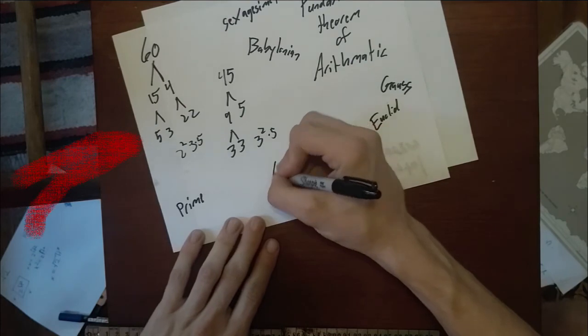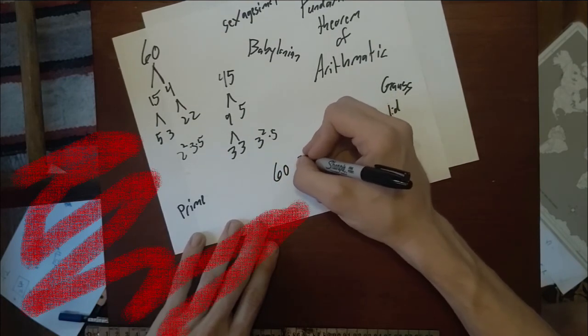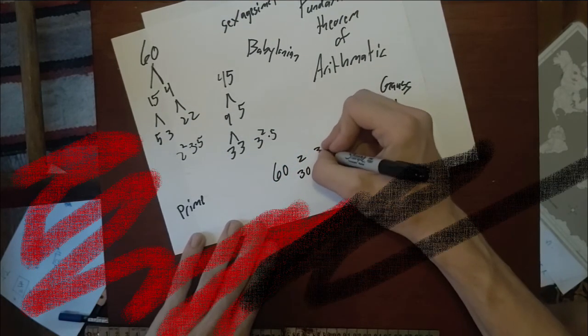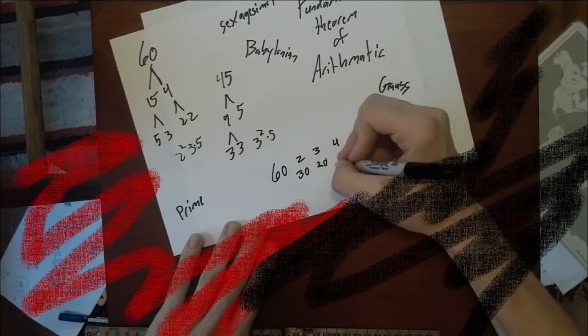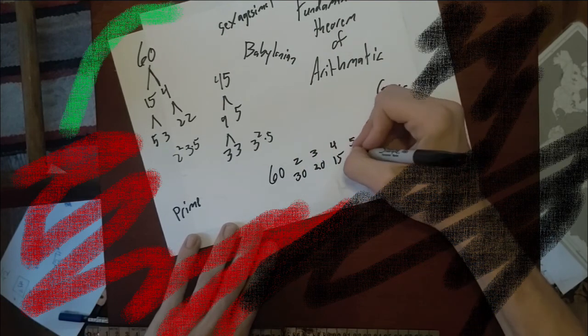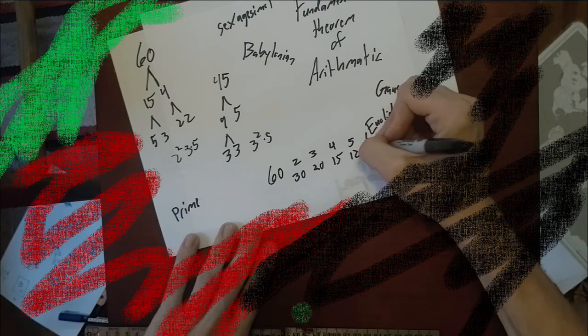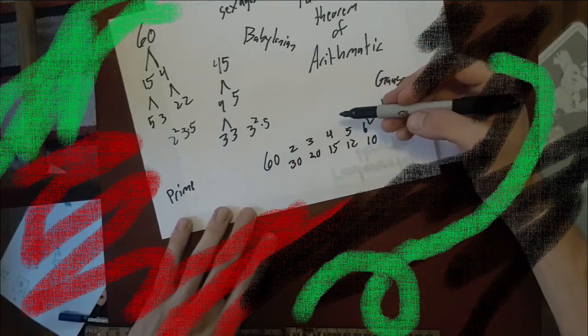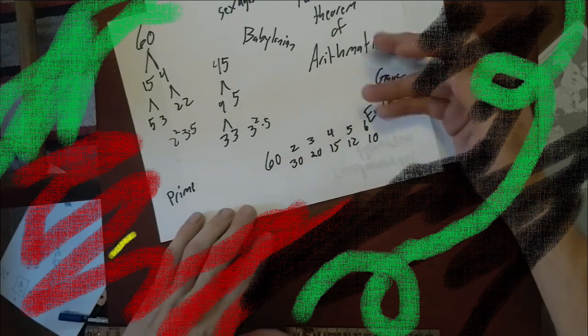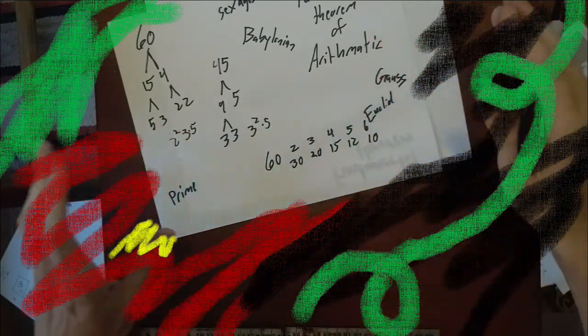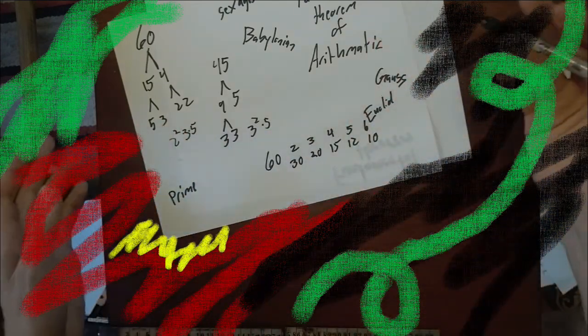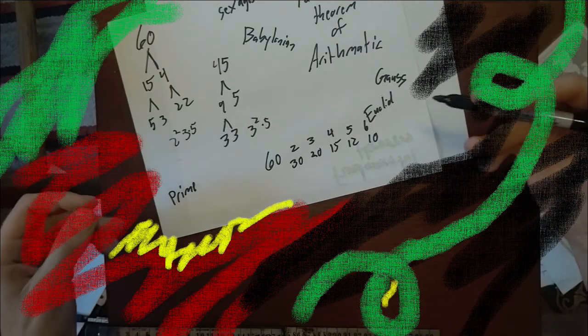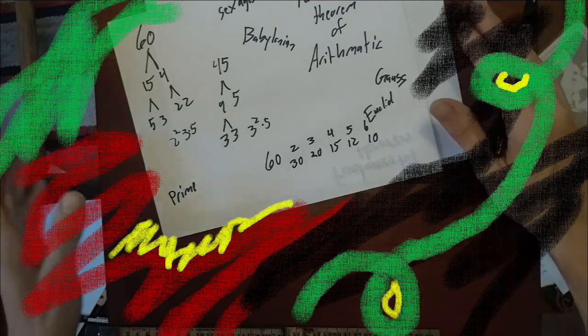60 is kind of special in that regard. So 60, we've got 2 times 30, 3 times 20, 4 times 15, 5 times 12, 6 times 10. Sorry, my numbers are getting kind of small. And that's a lot of different ways that we can parse it down and break it apart, which is really useful. And for the Babylonians and their ways of going about mathematics, that was perfectly well enough. They could figure out the numbers they wanted to figure out.